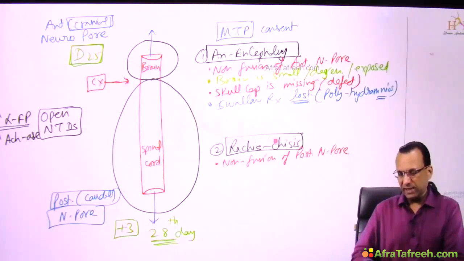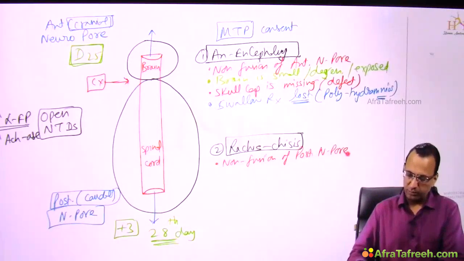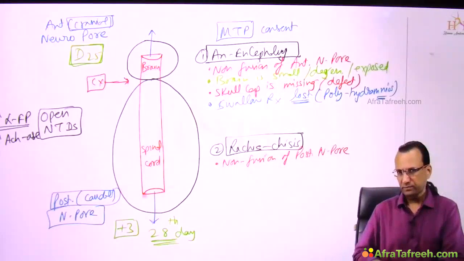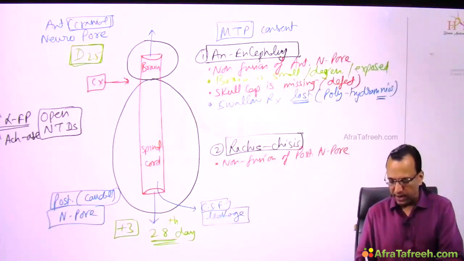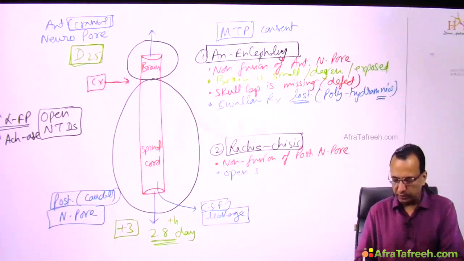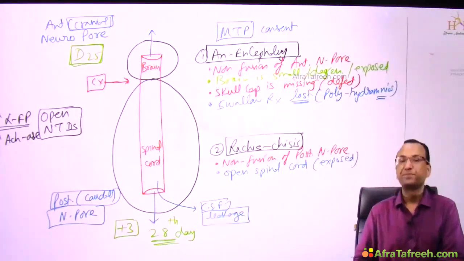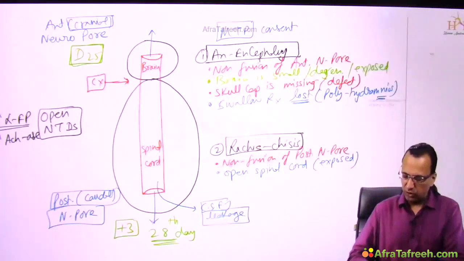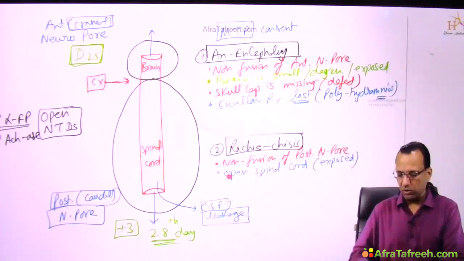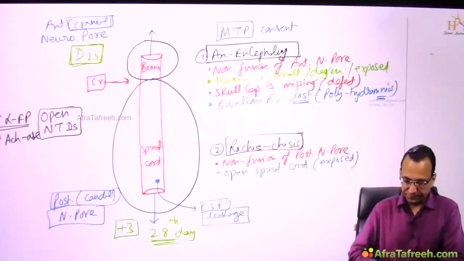If you're talking about the rachis, that was a non-fusion of the posterior neuropore, and that is why there will be an open spinal cord and CSF is leaking outside. Why? Because there is an open spinal cord, and it is also exposed outside. Rachis occurs because there is non-fusion of the posterior neuropore. And what will happen when there is a non-fusion of posterior neuropore? Open spinal cord, exposed, with CSF leaking outside.